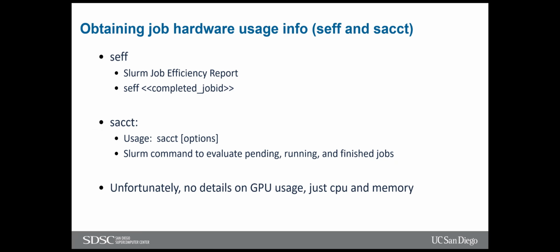sacct actually stands for Slurm accounting, and this is a really powerful command. It has a lot of information for you, and you can use directives to limit exactly what you're finding. You can run this at any time. You can find information about your job while it's pending, running, and when it's finished. Unfortunately, neither of these give any information about GPU usage, just CPU and memory.